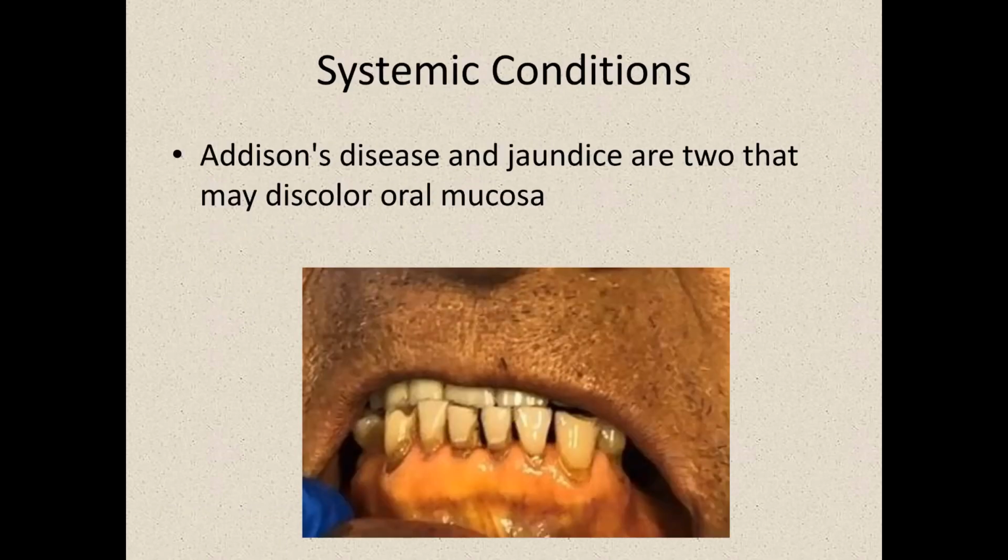Systemic conditions can also lead to color change in and around the oral cavity. Addison's disease is known for creating kind of a bronzed look, which may be reflected in the patient's oral mucosa, especially the gingiva. And jaundice is another. So you see the yellow eyes, but you might also see yellowing of the skin, and you might see yellowing of the gingiva and the oral mucosa.